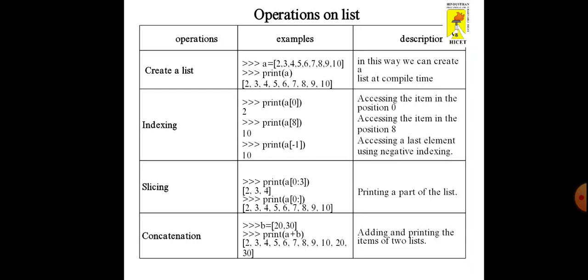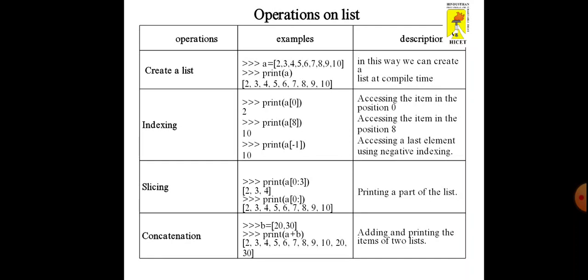beginning of the list. Slicing. Slicing means you extract some part of the list. For example, it has a starting position and an ending position in the list. The positions and the values are different. So for example, in this list, A contains the values 2, 3, 4, 5, 6, 7, 8, 9 and 10. The 0th position contains the value 2.